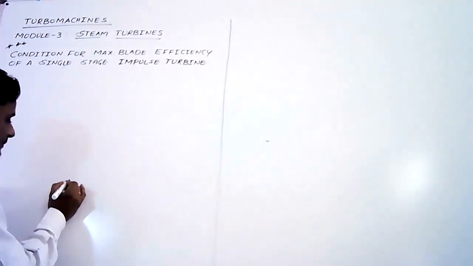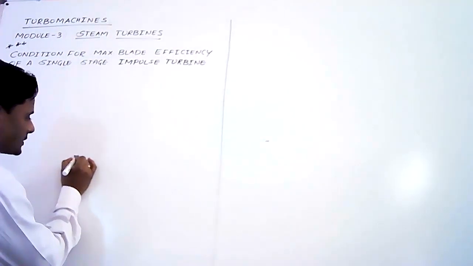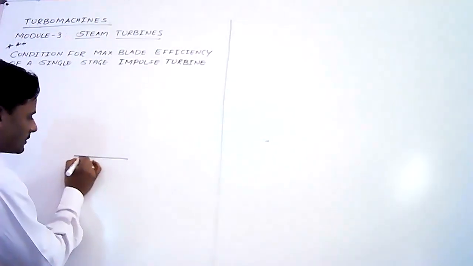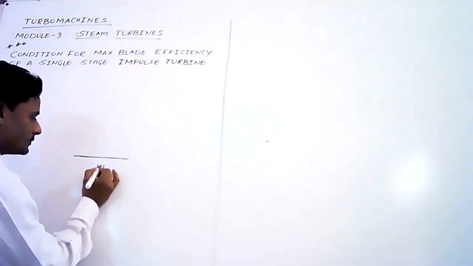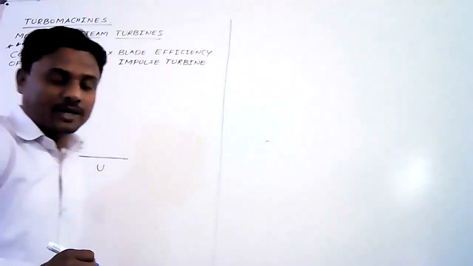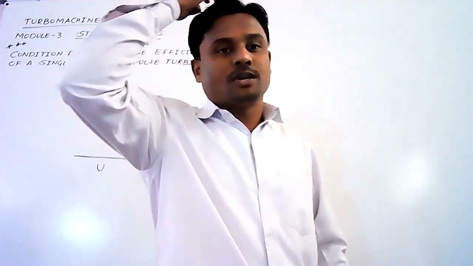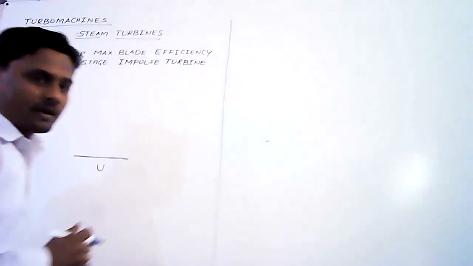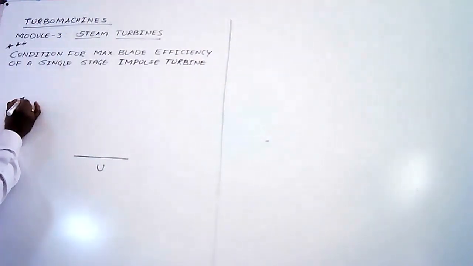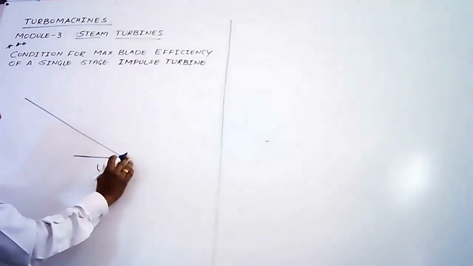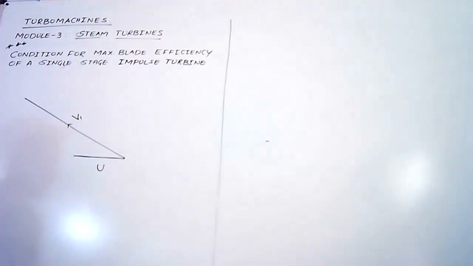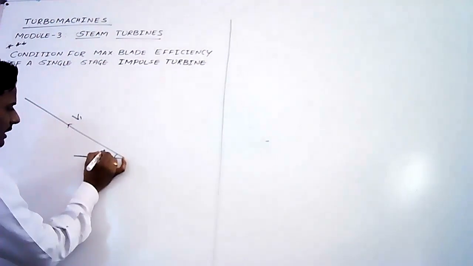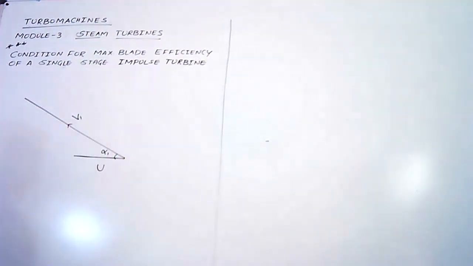So here, this is the common base U, the tangential velocity of the blade, or tangential velocity of the runner. V1 is the absolute velocity, or velocity of the steam which is coming out from the nozzle, and it is of course inclined at an angle alpha 1 with respect to the horizontal.